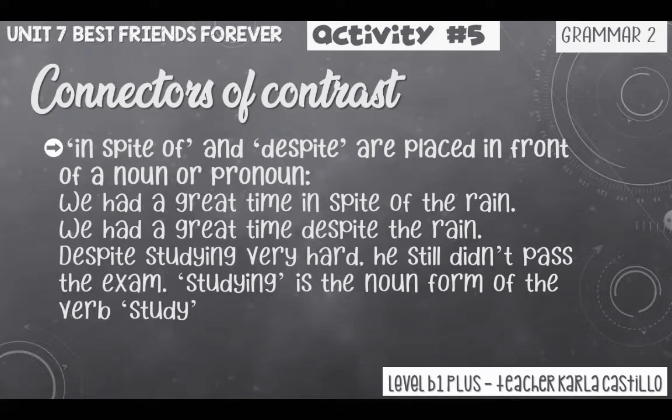The connectors in spite of and despite are placed in front of a noun or a pronoun. There you have it: We had a great time in spite of the rain, which is the same as we had a great time despite the rain. Both are written the same; the only difference is the connector, but they mean the same thing. Despite studying very hard, he still didn't pass the exam. Studying is the noun form of the verb study, so in this case it is a noun, not a verb.